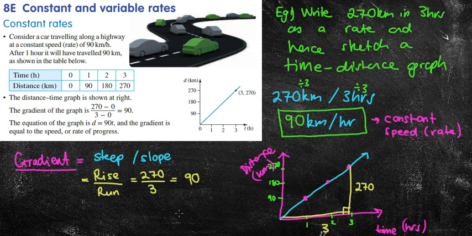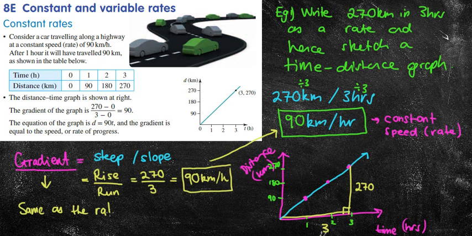Now, 90, I've seen that number before, haven't we? If we go back up to our rate, look at that. That rate is the same number. And that is because the gradient is exactly the same as the rate. And I want you to write that down. Same as the rate. Because what the gradient does, it describes how steep a line is going. And that's what the rate does. Think, if you're going at a rate of 90 kilometers per hour, that's the shape of your line.